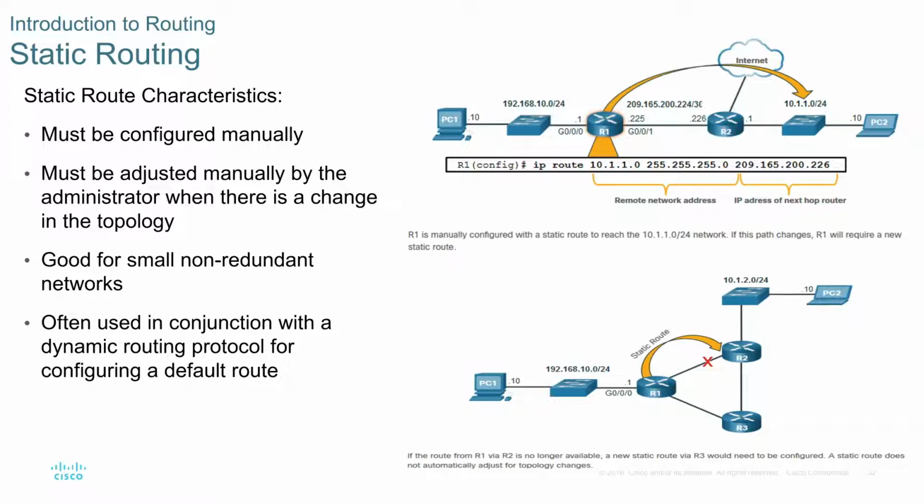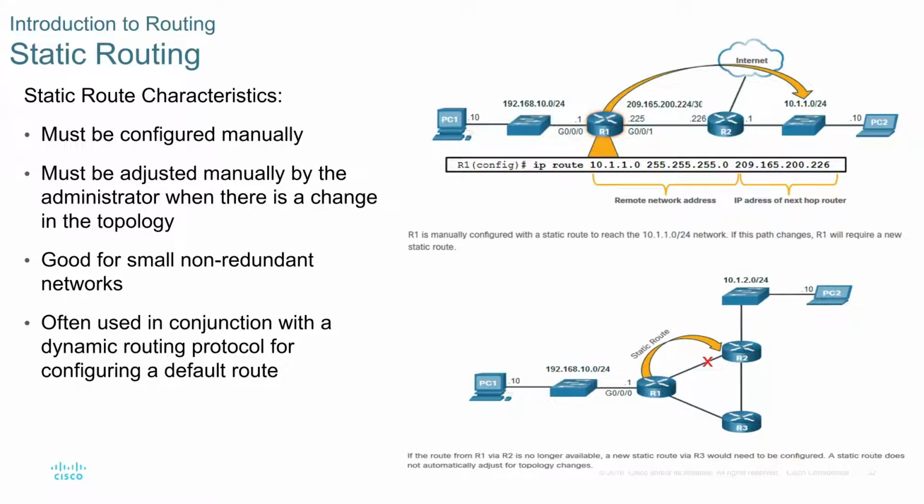So static routes are good for small, non-redundant networks. Such as the case in the upper diagram, R1 has only one way to go out to get to the internet. It must send all information to R2. And it is often used in conjunction with dynamic routing protocols for configuring a default route.